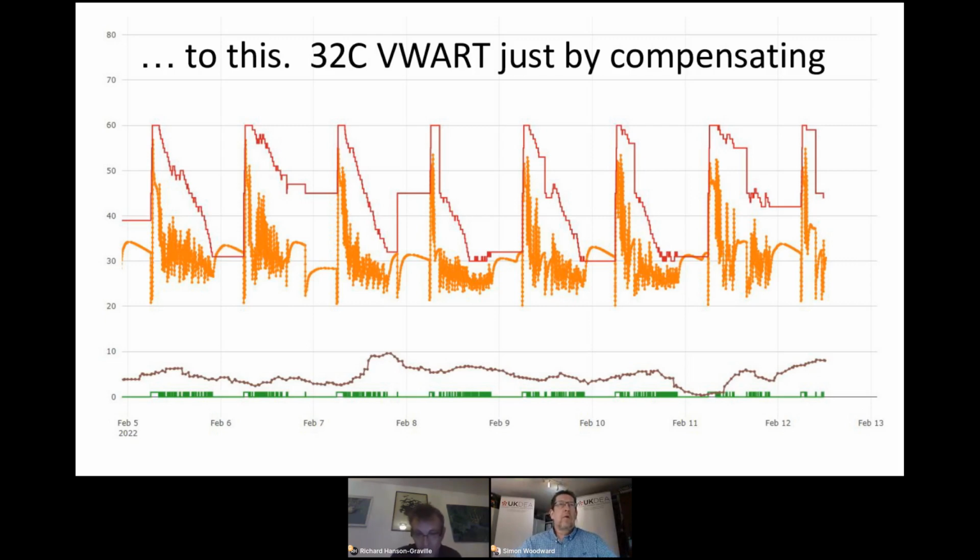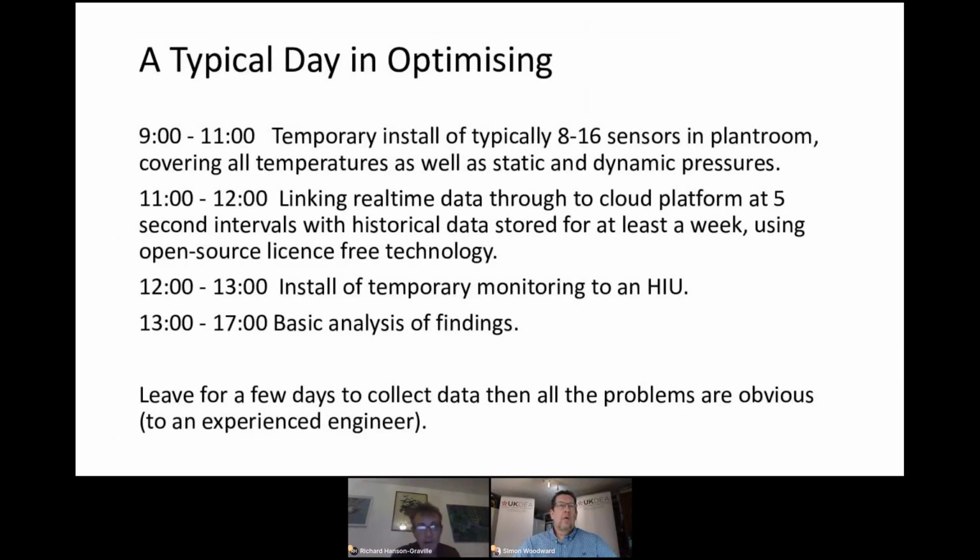It's optimizing the technology in heat networks. A typical day in optimizing is the sort of thing that optimization involves. It's actually quite simple stuff to find all these problems. It's not rocket science. It doesn't take £20,000. You go in 9 o'clock to 11 o'clock, you strap on 16 sensors or so around the plant room, a few DP sensors and pressure sensors. We spend an hour or so linking that up to our servers to get real-time data out.